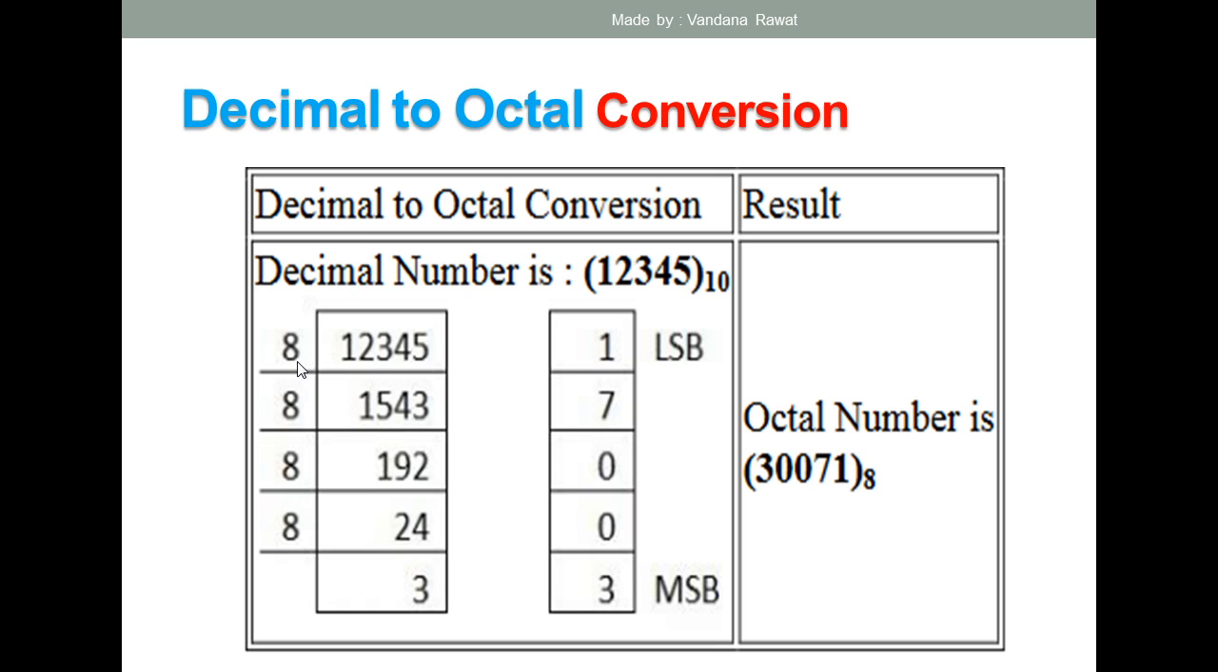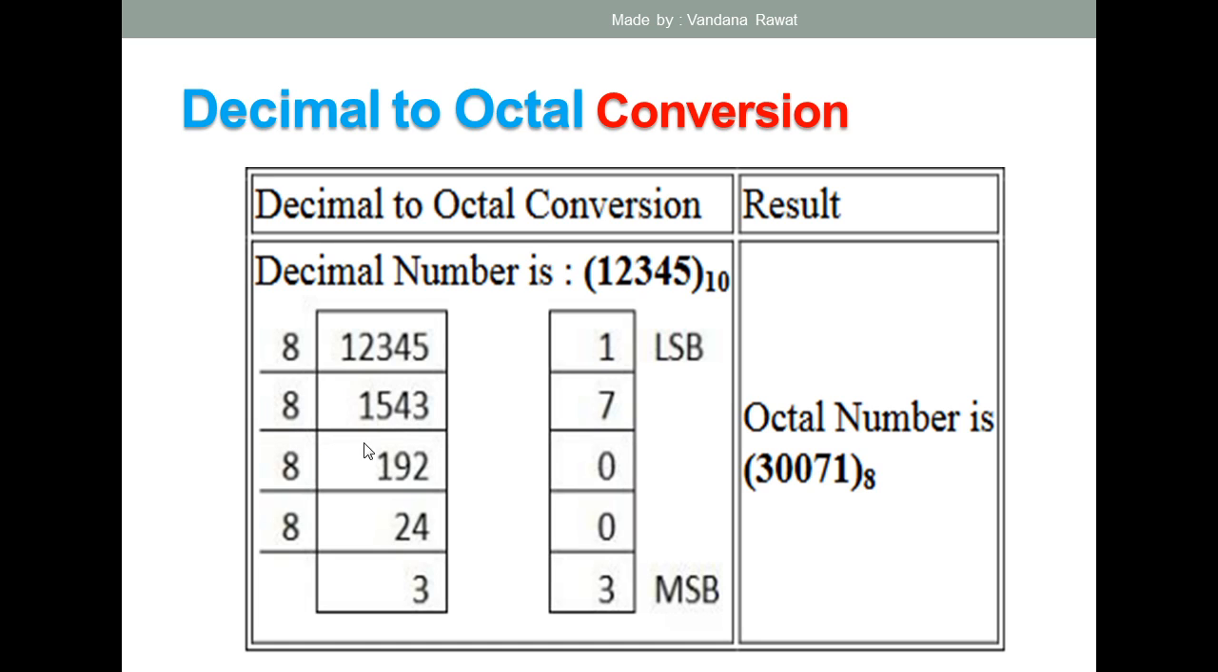Then again you divide this 1543 by 8. So 8 ones are 8, then after that what you get is 9, 10, 11, 12, 13, 14, 15, that means it will be 74. So 8 nines are 72, that means it will be 23. Then 8 twos are 16, that means the remainder here will be 7. So you will write it in front of this number.